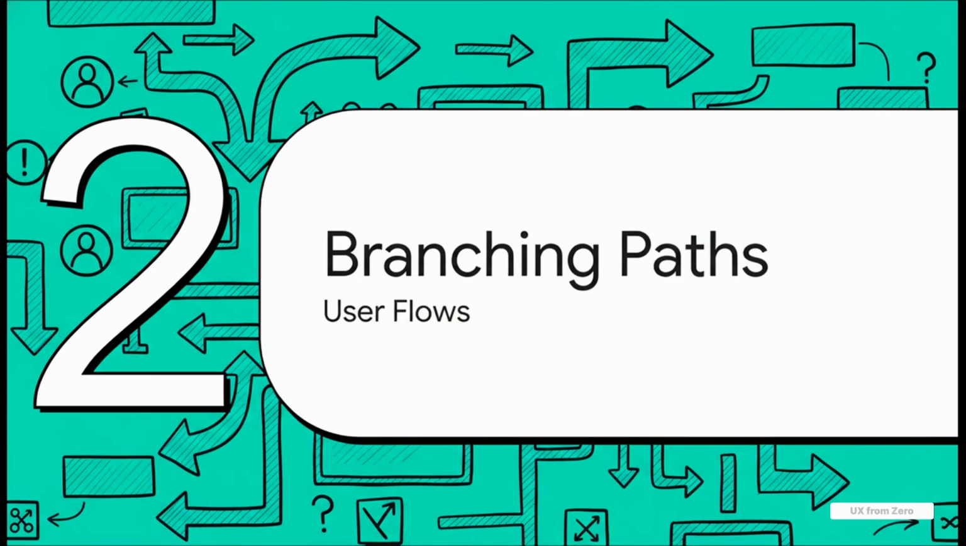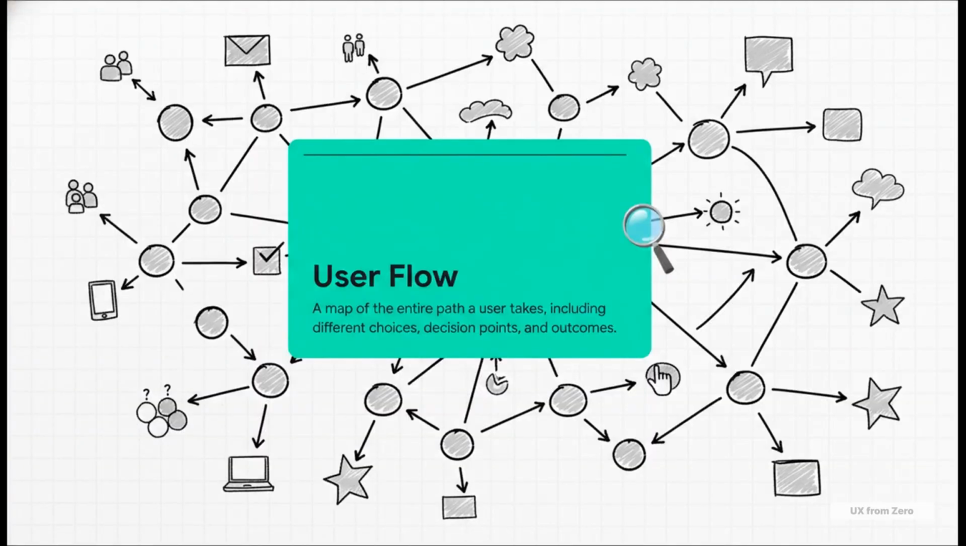Okay, but life isn't always that simple, right? Reality is messy. What happens when the user actually has to make a choice? Well, that's when we graduate from a simple path to a much more complex and, frankly, more interesting map, the user flow. So a user flow, this is the big picture. It's not just one straight road. It's the entire city grid. It maps out the whole journey a user might take, including all the different decisions they could make along the way and all the different places those choices might lead.